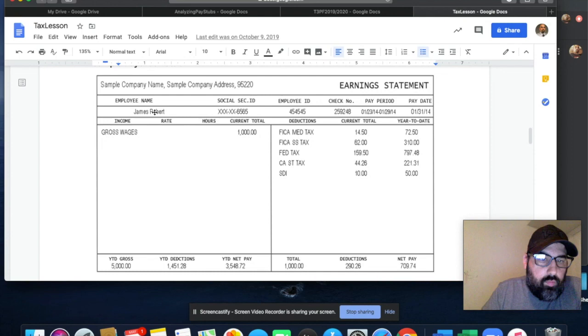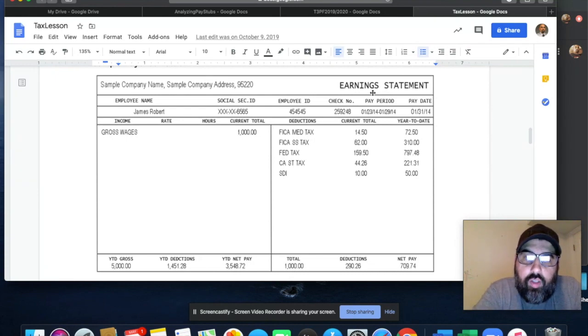So employee name, James Robert, social security number, which just has the last 4 of their social listed so that it identifies with this James Robert person. Employee ID number, not every company is going to have that, but this one looks like it does. And then check number is going to be next to it. So let's say that James Robert is employee number 1, and then John Smith is employee number 2. He may see check number 259249. So whatever check number would come next in their checkbook is what would be represented there. Here's the pay period. So this is going to be something of importance to you.